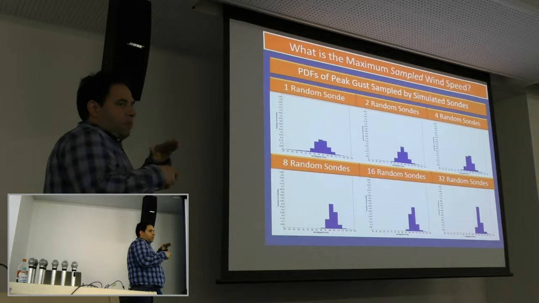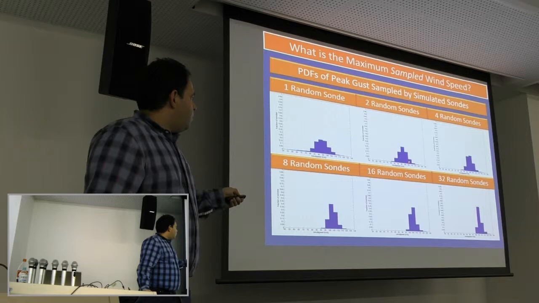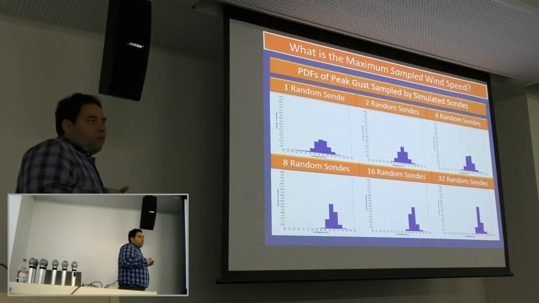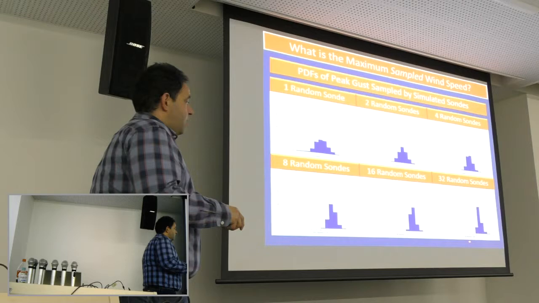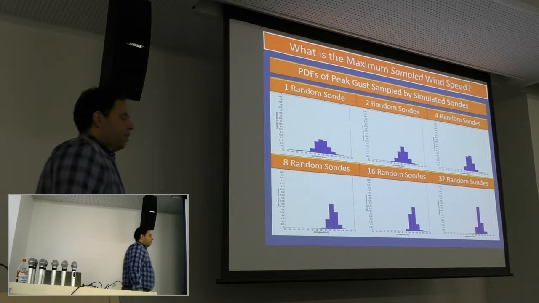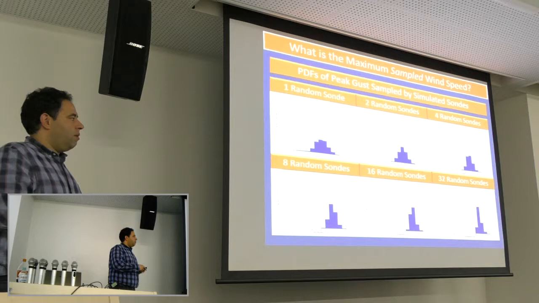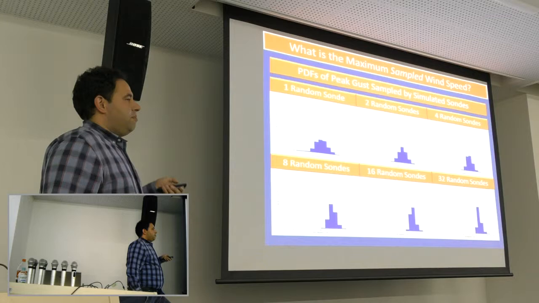And so for two random sondes, you might get 95 to 100 meters per second, most typically. And then for eight random sondes, you get 100 to 105 meters per second. So as you add more and more sondes, you're better able to sample near to the peak. But even for 32 random sondes, you're still most likely going to find 105 to 110 meters per second. And 32 random sondes is physically plausible but unrealistic. We don't sample with that many sondes in the eyewall of a storm. And so even with this unrealistic sampling, we're still substantially underestimating the true peak wind gust in the tropical cyclone.